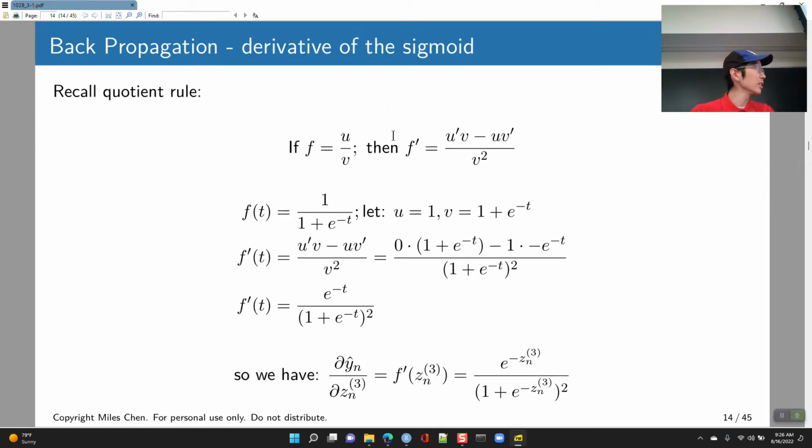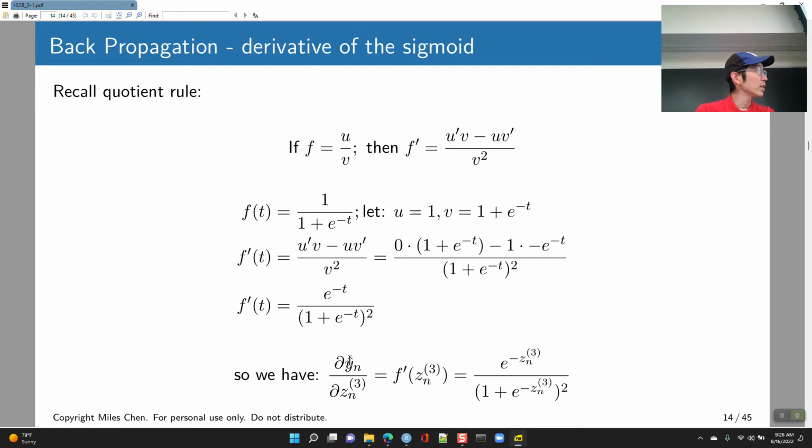Okay, so using the quotient rule, if f is u over v, and we say f prime is u prime v minus u v prime over v squared, then this is what we'll say. I've got u is 1, and v is 1 plus e to the negative t, and f prime is going to be u prime v minus u v prime. So this is 0, and then here I've got 1 times the derivative of this, which is going to be negative e to the negative t over v squared. Okay, so I put this on the bottom, and now I have this.